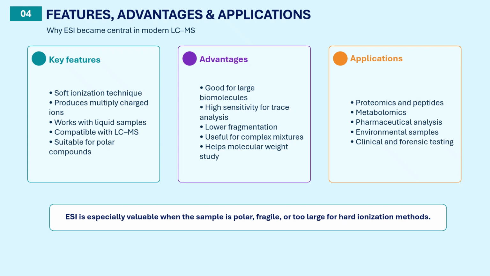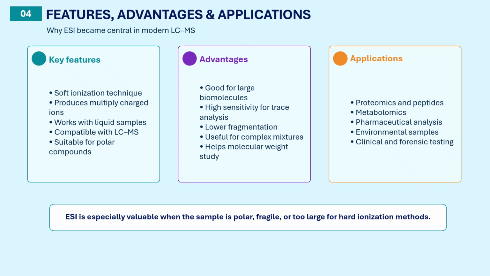Now, let's move to the advantages of ESI. One major advantage is that ESI is very good for analyzing large biomolecules. Compounds like proteins, peptides, nucleotides, and other biological molecules can be studied effectively. Second, ESI provides high sensitivity for trace analysis. This means it can detect very small amounts of compounds in a sample. Third, ESI causes lower fragmentation, so the molecular ion information remains clearer.